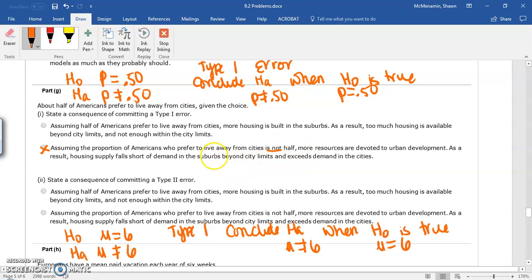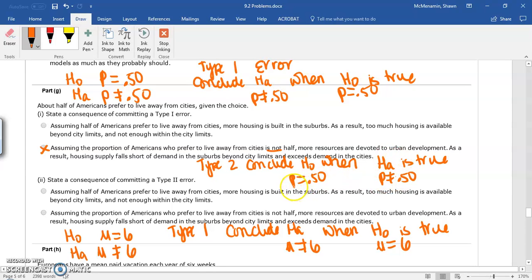A type 2 error would be to conclude H naught when HA is true. And more correct language is to fail to reject the null when the null is false. If the null is false, then there's evidence pointing that the alternative might be true. And you never conclude the null, you can fail to reject the null. But what does the null say? The null says that P equals 0.50. And what does the alternative say? It says that P is not equal to 0.50.